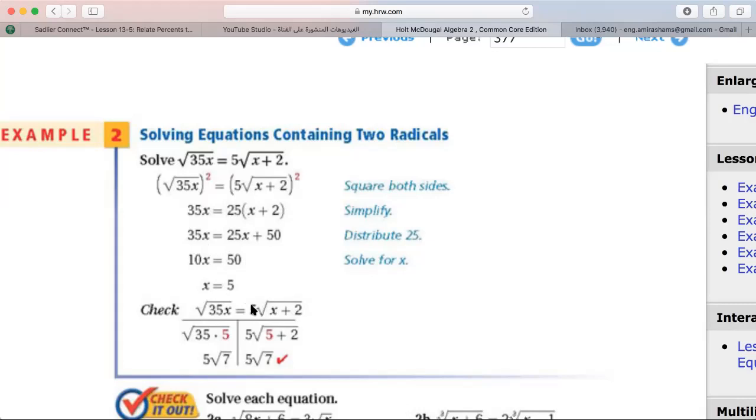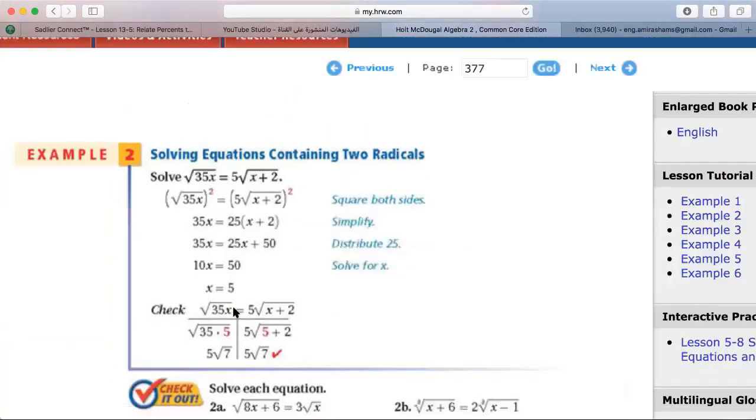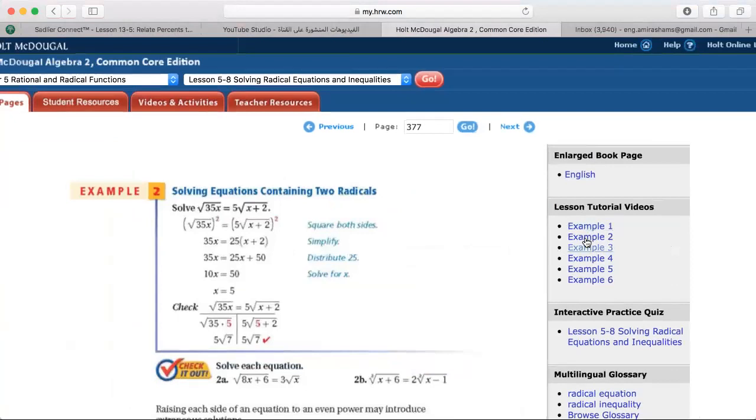And please, girls, don't forget to check your answer after you finish, because maybe you got a wrong value for x. This value will make the whole equation wrong. So you have to check your answer. Okay, girls, let's watch an example here together, a video here together.